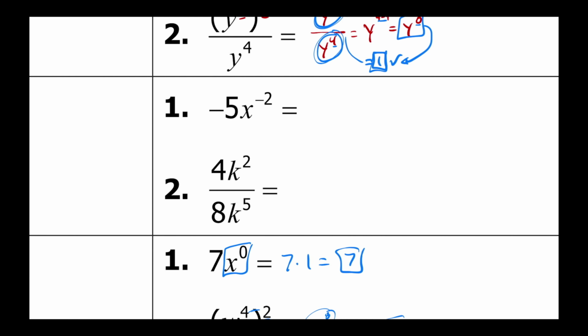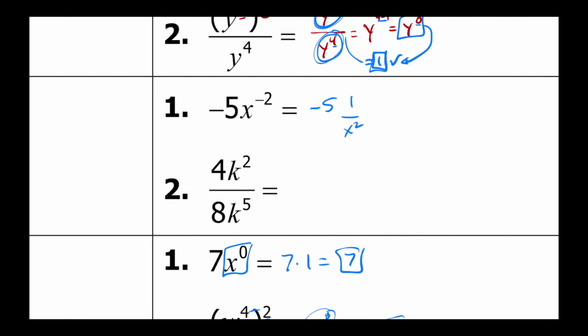So here I have negative 5, x to the negative 2. Well, negative 5 is fine. Negative 5 is just a number. We don't flip that. That's not an exponent. Negative 5 is just negative 5. That stays the same. But when I look here, x to the negative 2, that's not fine. So I've got to flip it. So that becomes 1 over x squared.